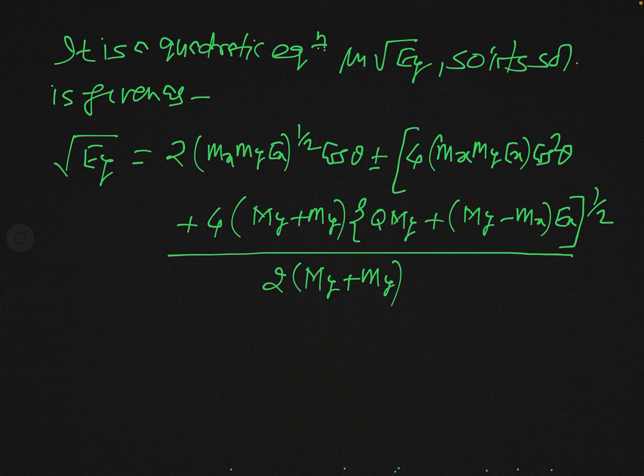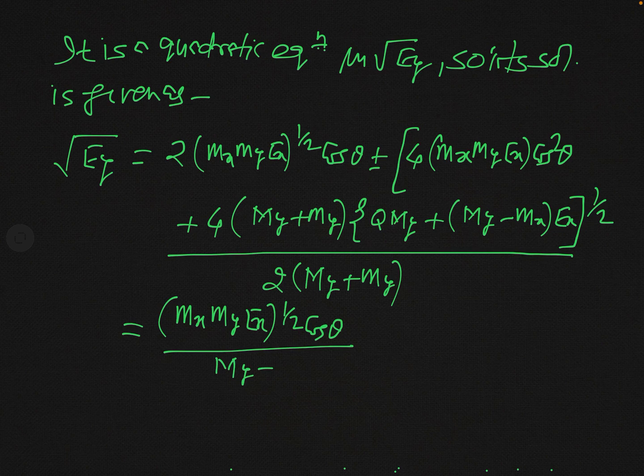Now let us divide each term of the numerator by the denominator 2 into my plus my. So after dividing by this denominator, what will be our result? You can see easily this will be simply mx root over mx into my into ex into cos theta over my plus small my, and plus minus, you can see when we divide each term inside this square bracket by 2 into my plus my, since the numerator is under the square root, we will simply square the denominator and then take it inside the square root.